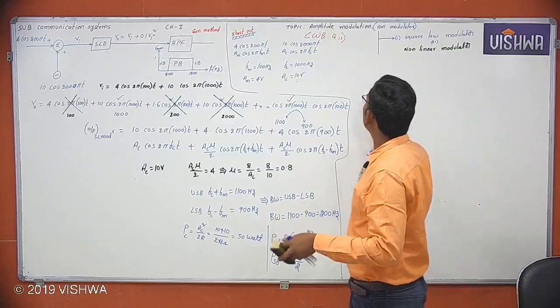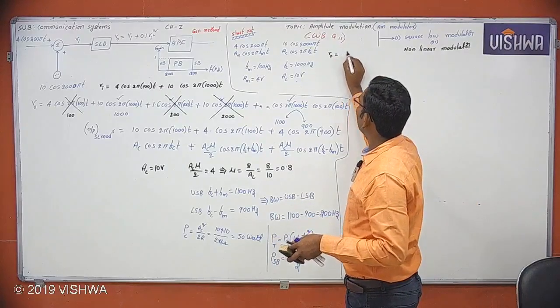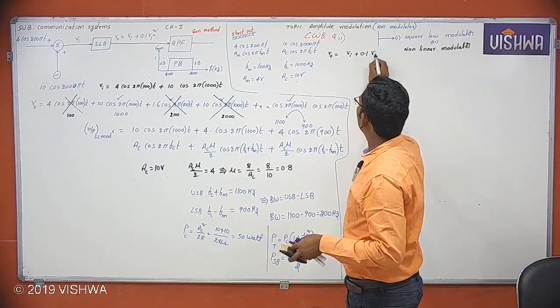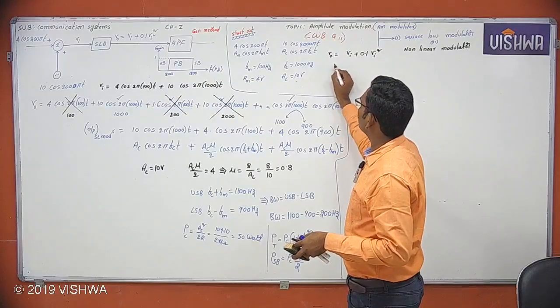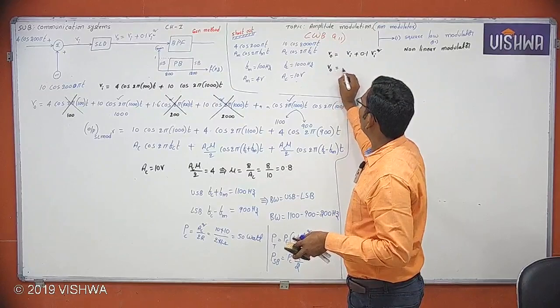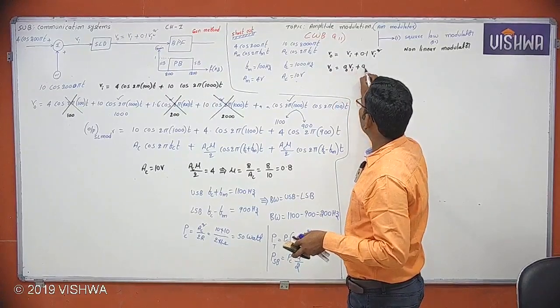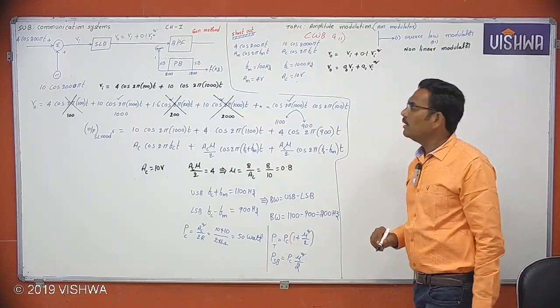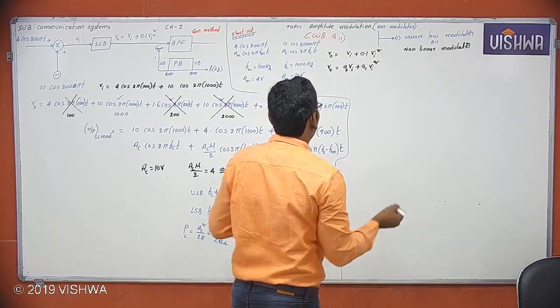What is the equation which is already given to you? The square law equation is given, no? Vo is equal to Vi plus 0.1 Vi squared. What is the general square law equation? The general square law equation is Vo equal to A0 Vi plus A1 Vi squared.